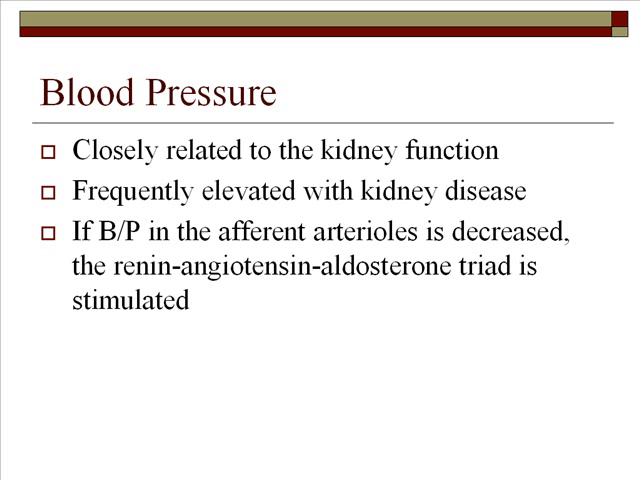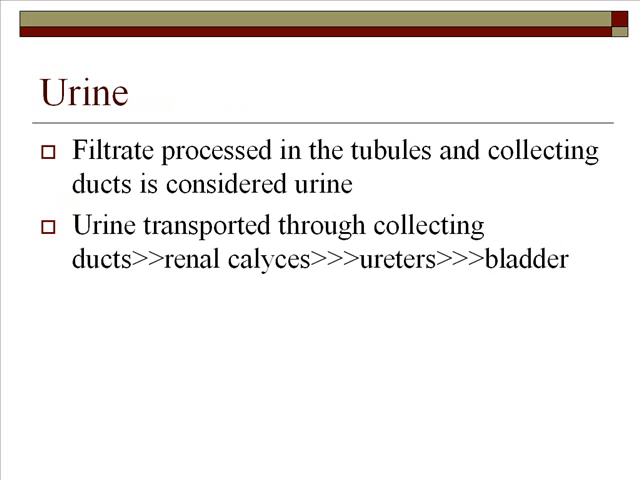Frequently we see patients that have kidney disease also have hypertension. Hypertensive patients typically have kidney disease. There seems to be a direct correlation between the two, and still significant studies are being done now to try to determine what that relationship is. Frequently we see blood pressures in the afferent arterioles will decrease, and then the renin-angiotensin-aldosterone triad would be stimulated to be able to effectively manage blood pressure.